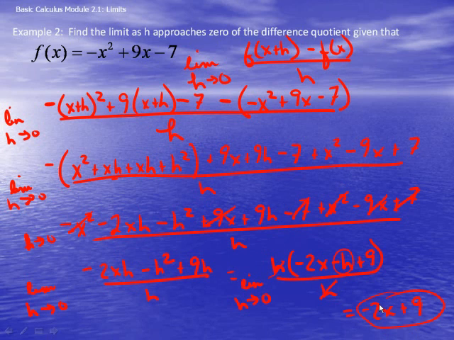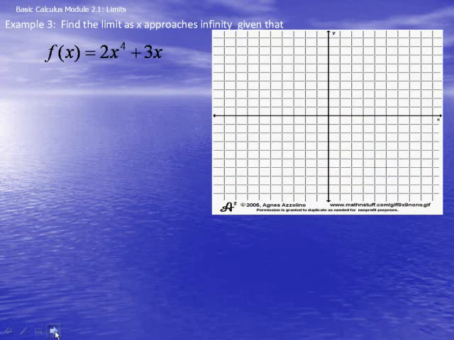So notice that the limit dealing with the difference quotient is using a lot of algebra. We have to be careful with our signs. In example 3, we're going to find the limit as x approaches infinity, given that f of x is equal to 2x to the fourth plus 3x. So we're going to look at the limit, and this is not going to be too hard, as x approaches infinity of this function.